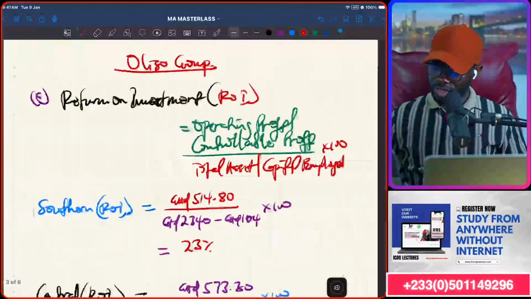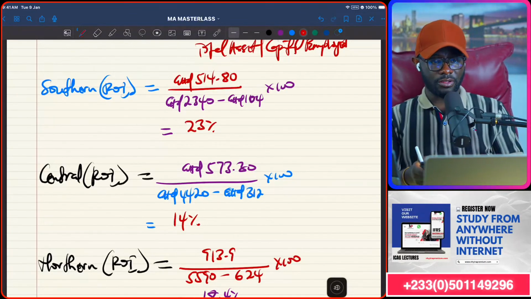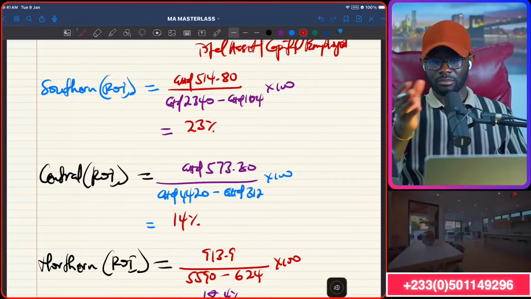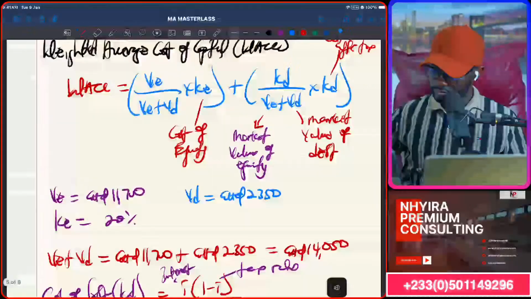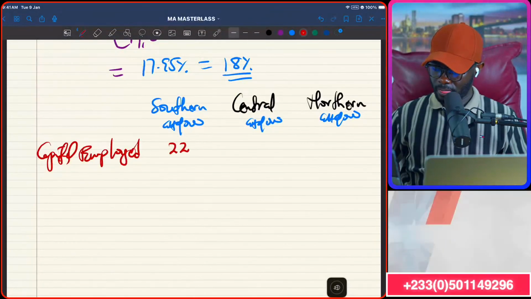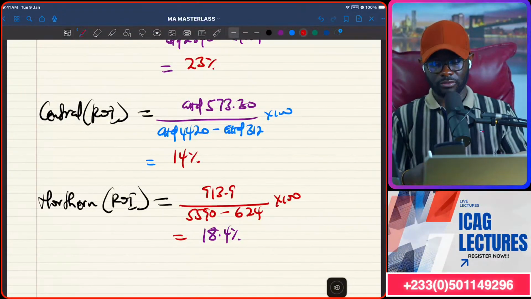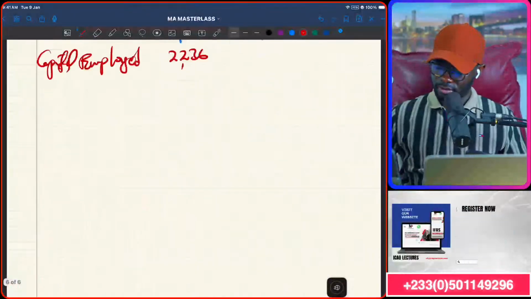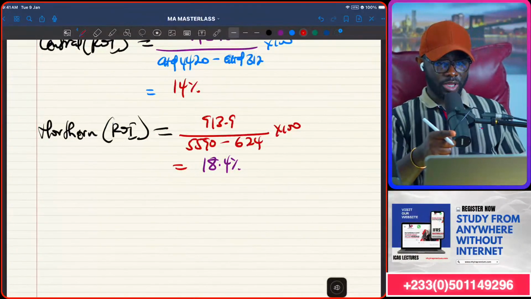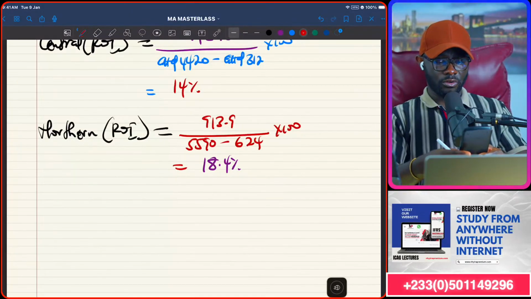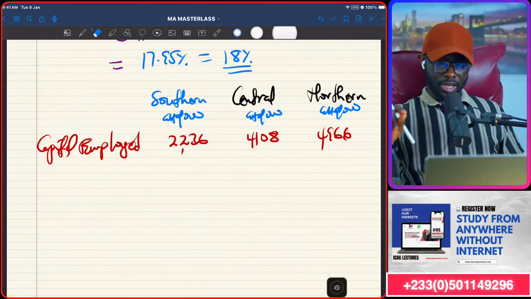If you remember, we used that in the A aspect of the question, these figures, 2340 minus 104 for Southern Division, because capital employed is total assets minus current liabilities. So 2340 minus 104, that is 2236. The Central Division is 4420 minus 312. That is 4108. The Northern Division, we are doing 5590 minus 624, and that is 4966. Right? So these are the capital employed respectively.